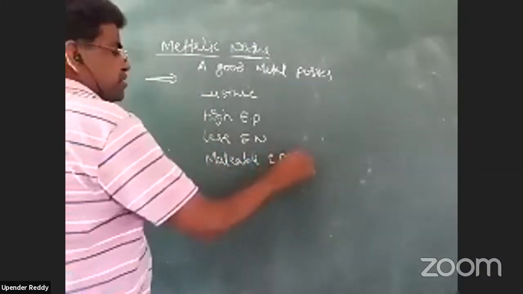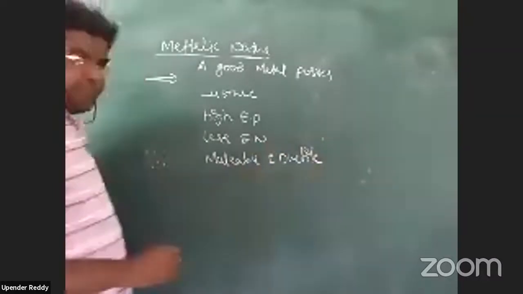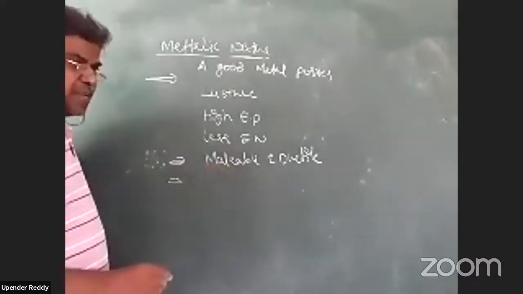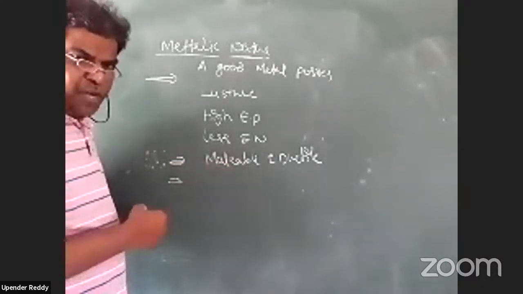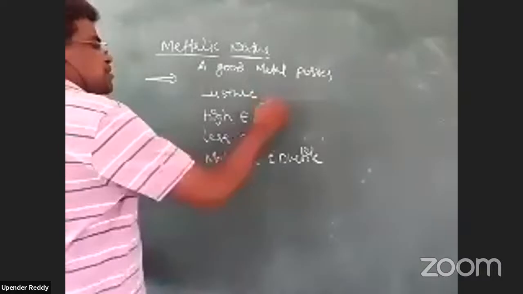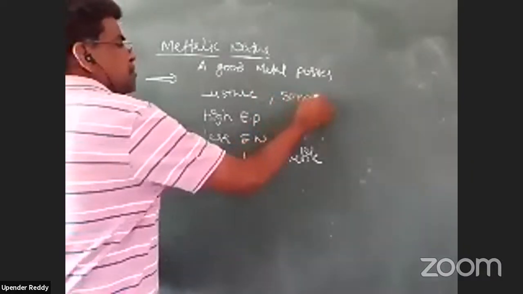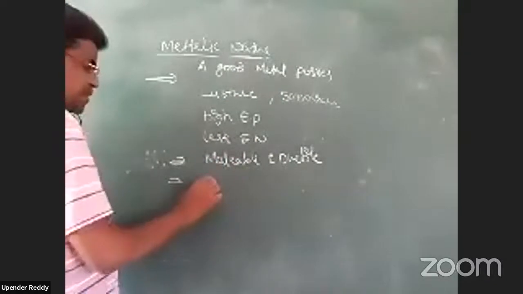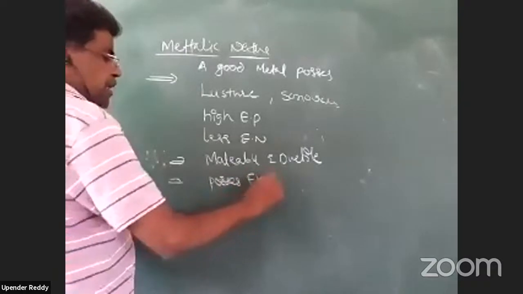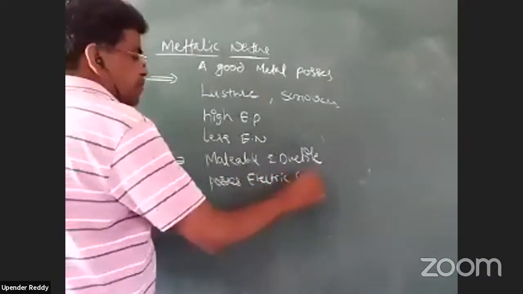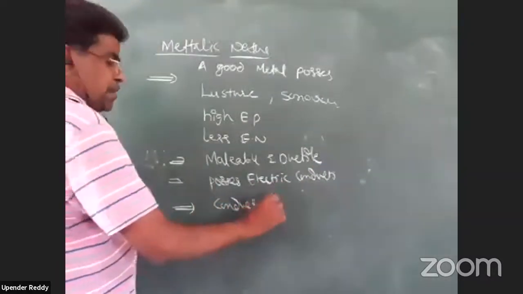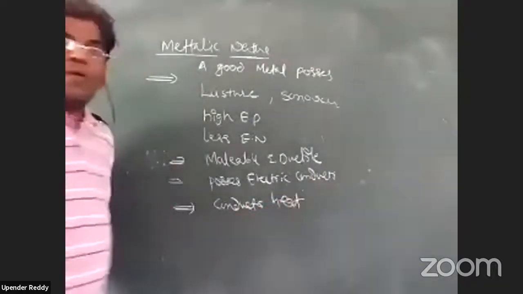No one gave an answer to this one. Malleable and ductile is the most important point. Next, what is malleability and ductility? And sonorous. Sonorous means sounding. And luster, sonorous. This is a simple point. Malleable and ductile, and possess electric conductivity, and conducts heat and electricity.